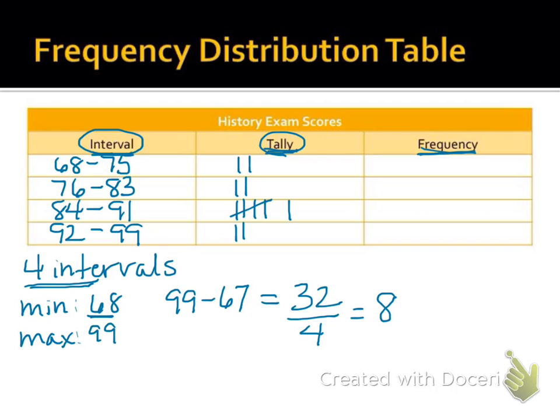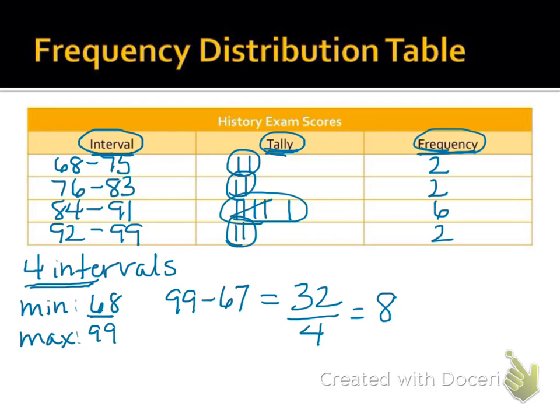So then in my frequency column, I actually just write the number. Here I had 2 tick marks, so my frequency is 2. Here I had 2 tick marks, so again, frequency is 2. Here I had 6 tick marks, so I have a frequency of 6, and 1 more set of 2.